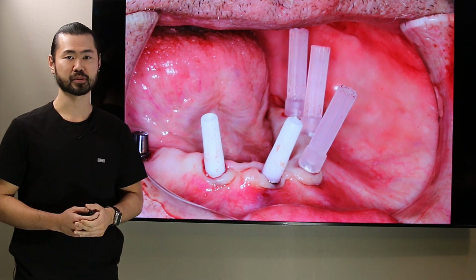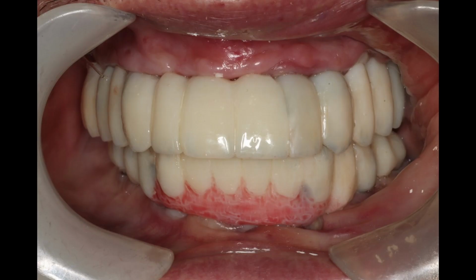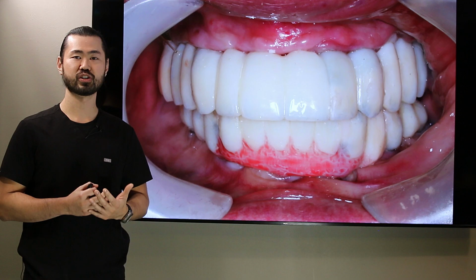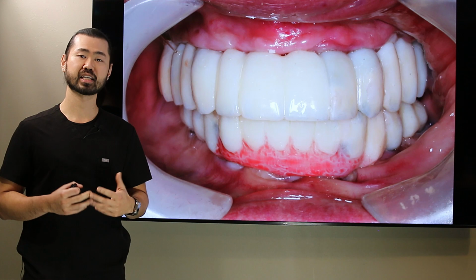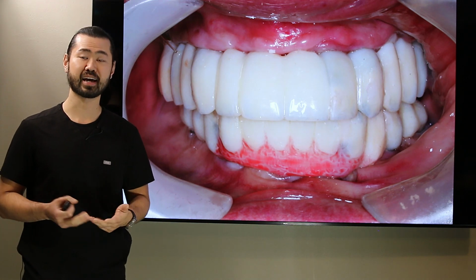After this appointment, we begin to fabricate provisional restorations, or what we call temporary restorations, and this is how the patient leaves. These provisionals sit in place and allow the tissues to heal around them, and it gives the patient something functional and aesthetic that they can bring back with them.